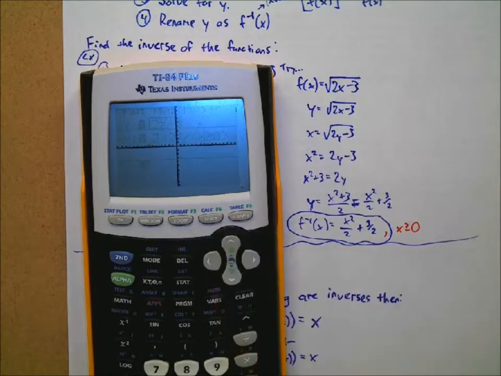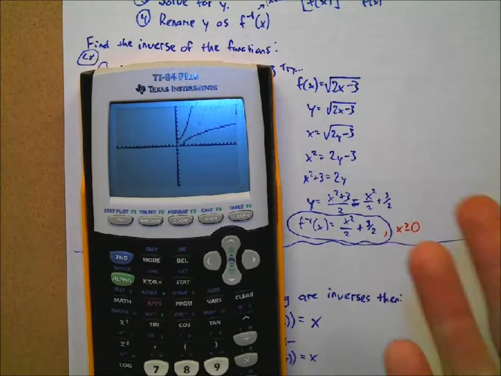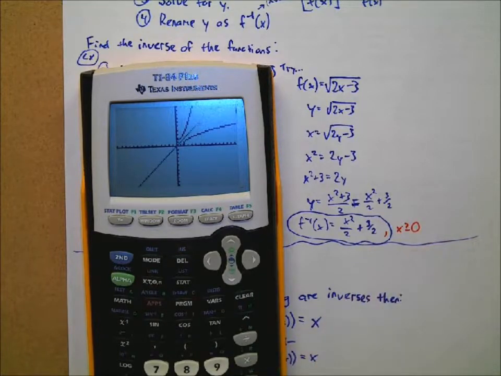And so as a result, there's our function. There's its inverse with the constraint. And there you can see the line y equals x. And we now have the exact inverse there.